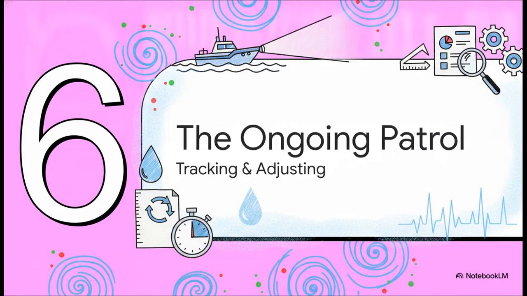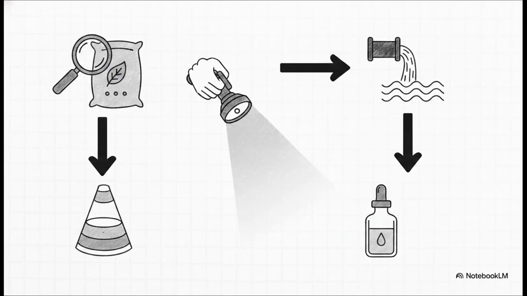Finally, we've reached Section 6, iterative tracking and adjusting, the ongoing patrol. Our investigation doesn't just magically end with a single arrest. Professional water management is an ongoing, never-ending patrol. Because things are constantly shifting in nature, you have to iterate quickly based on your ongoing data.